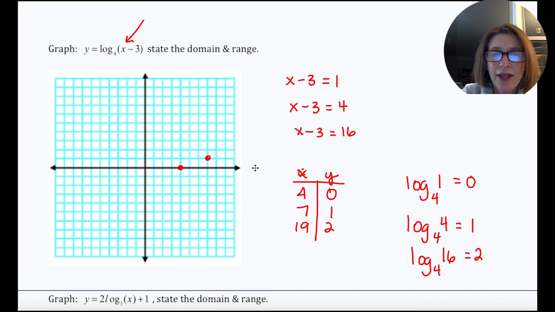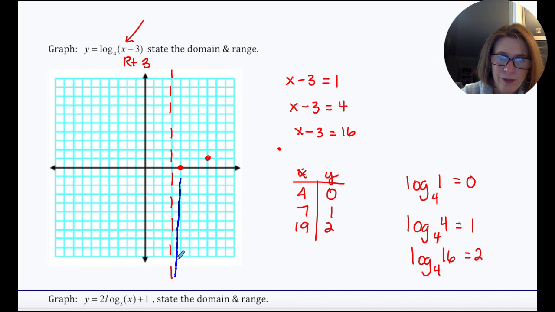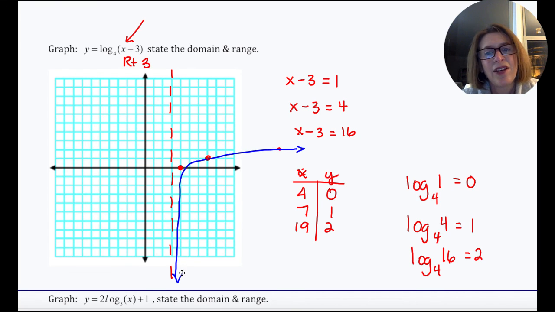7, 1, and then 19, 2, which is like way over here. And so I still have an asymptote, but my asymptote has been shifted to the right 3 units. So I now have an asymptote here at 3, and my graph's going to look like this. Get a blue line. Something like that.